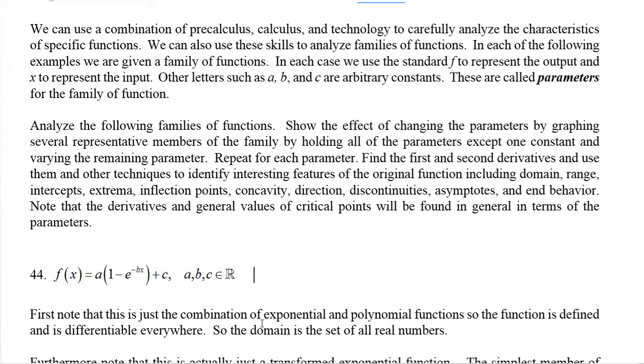Okay, so let's take a look at this. We can take any number x and multiply by negative b. We can always raise e to any real number power. We can subtract that from 1. We can multiply by a. We can add c. There's absolutely nothing in this function that would cause an illegal kind of operation. So in fact, x could be any real number, really regardless of what a, b, and c are. So the domain is the set of all real numbers.